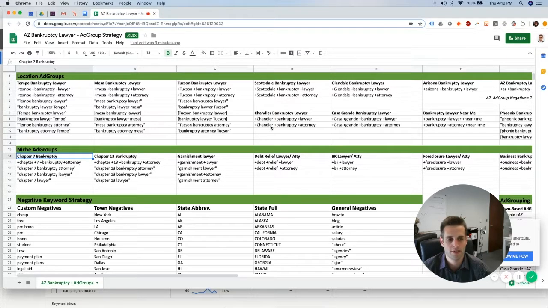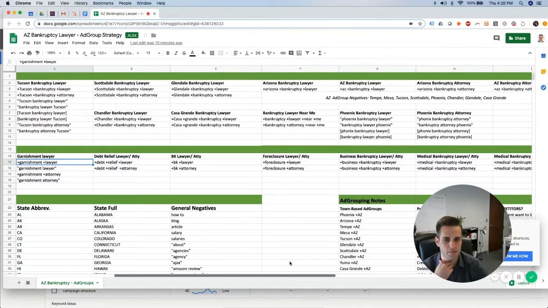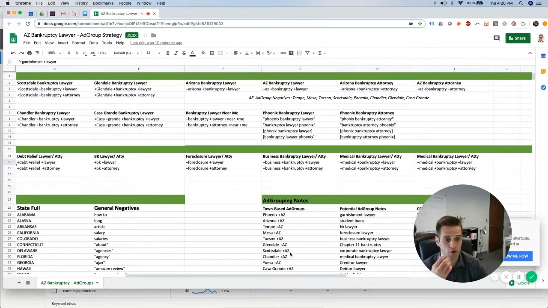So what we noticed is that people search for a bankruptcy lawyer, in addition to with location variation, they search for Chapter 7 bankruptcy lawyer, Chapter 13. They search for garnishment lawyer, which is when people's wages get pretty much taken away from them to pay back the debt. Debt relief lawyer, BK lawyer, which is an abbreviation search. Then we have foreclosure lawyer. Then we have business bankruptcy lawyer. We have medical bankruptcy, and we have medical.